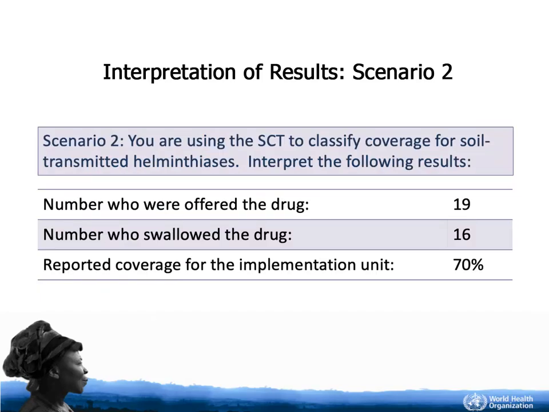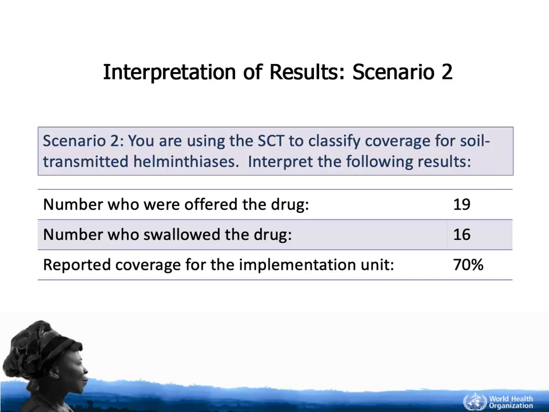Next, for Scenario 2 with soil-transmitted helminths, we see that we had 19 people out of 20 who were offered the drug and 16 people who swallowed it. Right away, we can notice that there is a discrepancy between the number offered and the number who swallowed, which indicates that there may be an issue with compliance. We can see that our reported coverage for our implementation unit is 70%. However, going back to the decision chart, having 16 people who swallowed the drug falls within our cannot conclude that coverage is good range. This, plus our suspicion of non-compliance, suggests that follow-up activities should be taken to determine why coverage could be low.